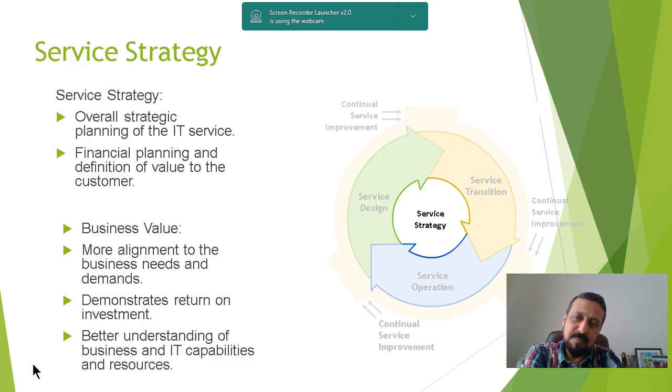From a business value perspective, there is more alignment to the business needs and demands. It must demonstrate return on investment, of course. That is super critical, and that's why financial planning is part of service strategy. And better understanding of business and IT capabilities and resources. So those are the things that are looked at in the service strategy phase.